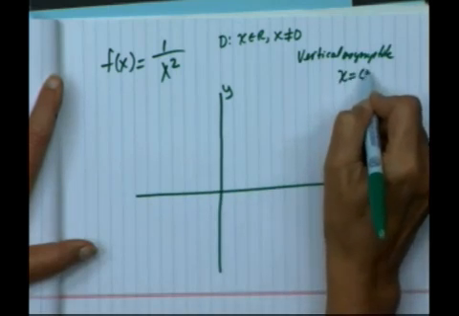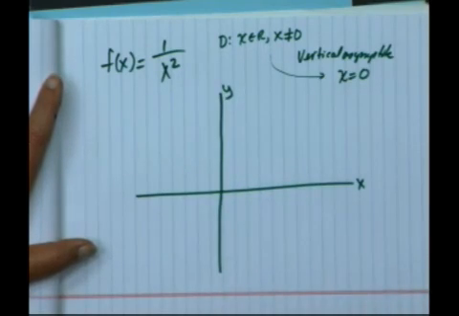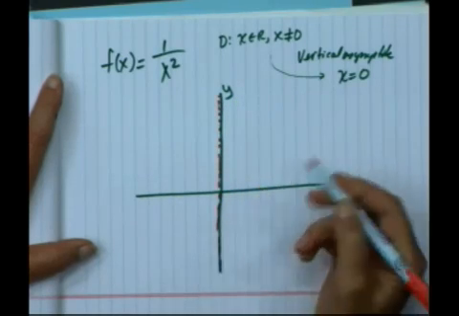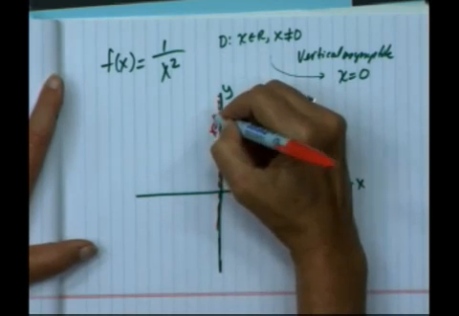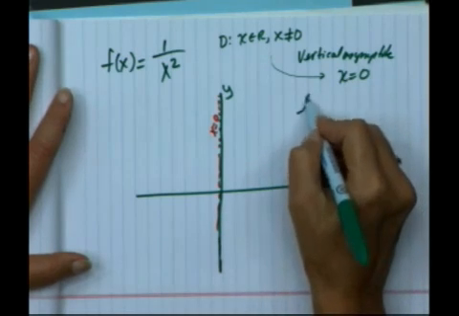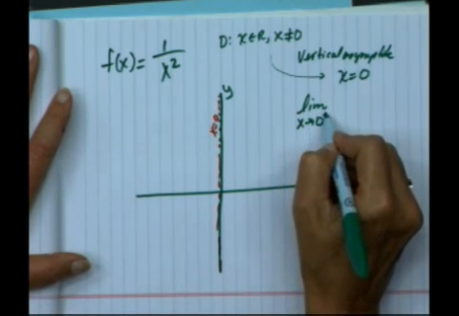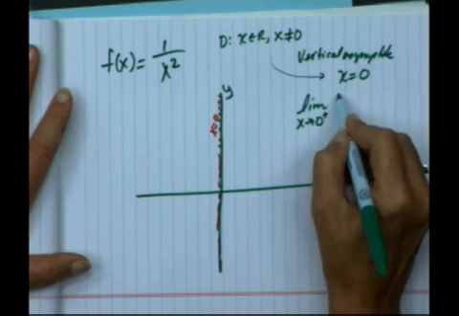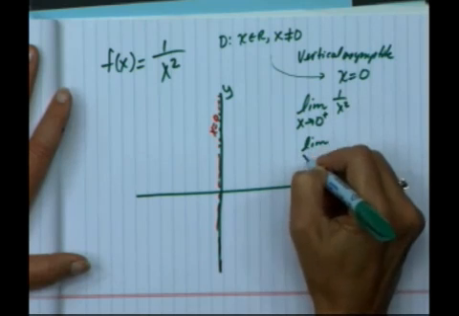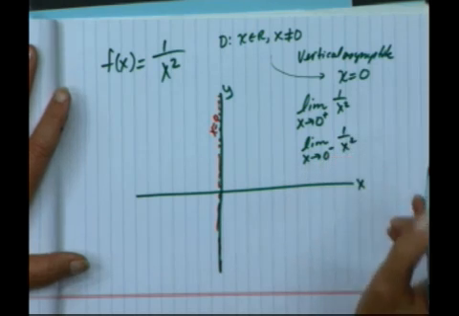x equal to 0. It came right from looking at that domain. So x equal to 0 is your vertical asymptote. Okay. Now, let's think about it. Let's look as x approaches 0 from the right, a little bit bigger than 0, of 1 over x squared. And let's look at the limit as x approaches 0, a little bit smaller, of 1 over x squared.